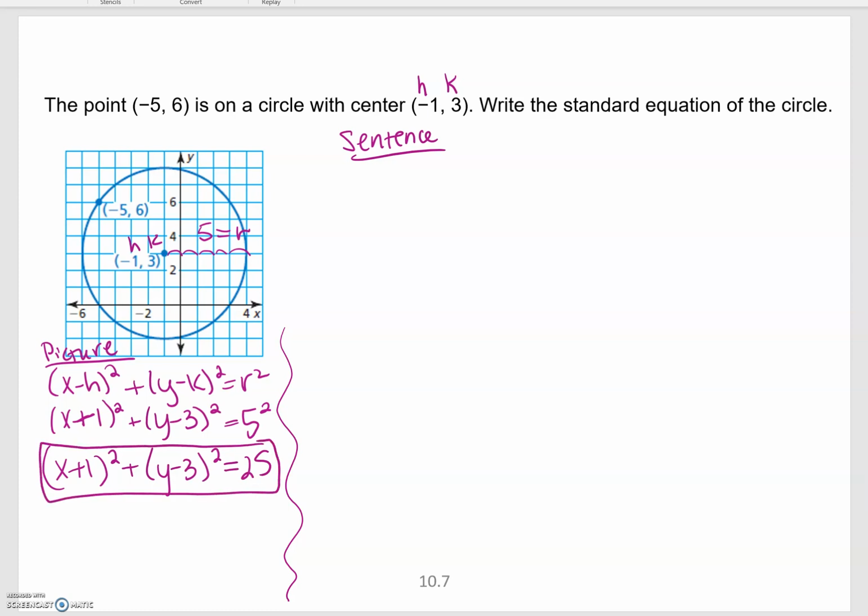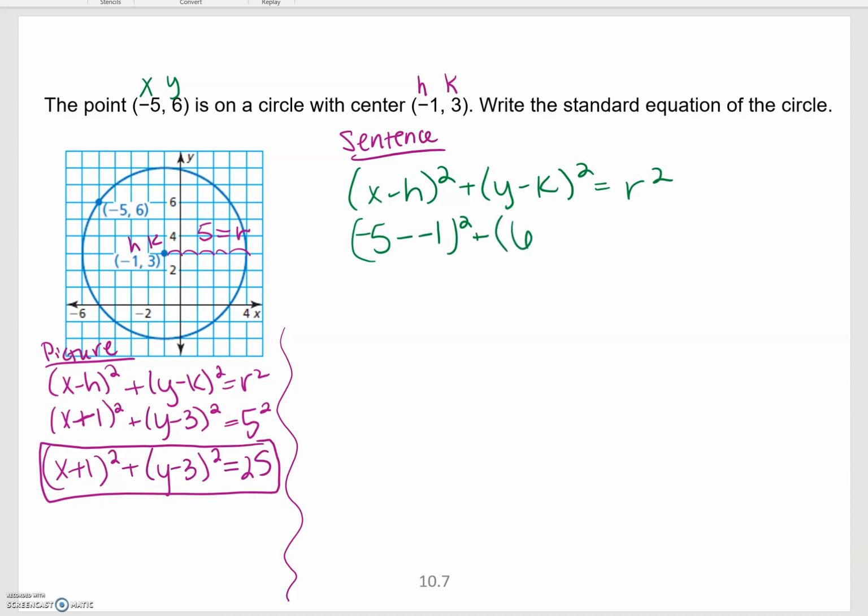Okay, now what we should be able to do is replicate that by just using the information in the sentence. So if I didn't have the picture and wasn't able to figure out what my radius is right away, I can use this point as my x and my y in my standard equation of a circle. So I'm going to go back to my standard equation, and I'm going to plug in everything that is given to me in just the sentence. Okay, so if you don't have a picture and you just have the information, one point and the center, I'm going to plug in, I have a -5 minus -1 squared plus 6 minus 3 squared equals r squared.